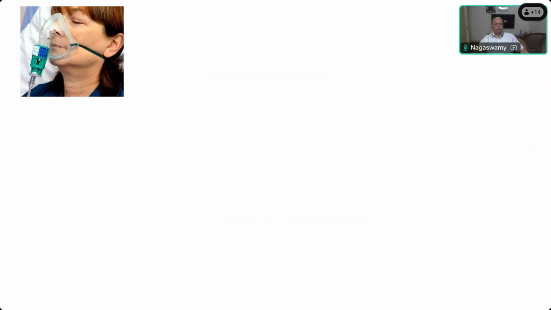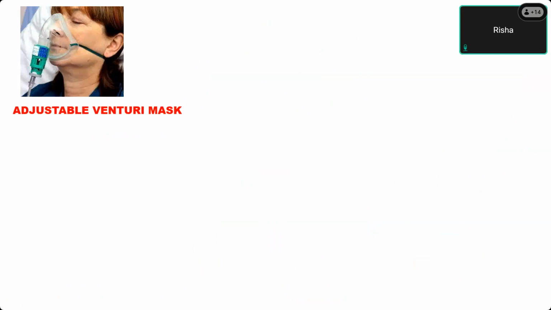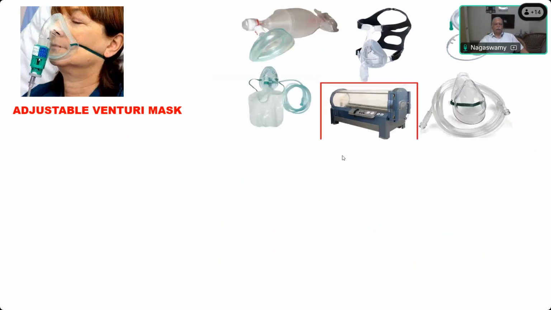What is this? Venturi mask, sir. Nebulizer mask. Very good. Adjustable Venturi mask. Okay, so you can adjust. If you see this, you must immediately identify it as a Venturi mask. And what are all the various equipments that you are seeing here?